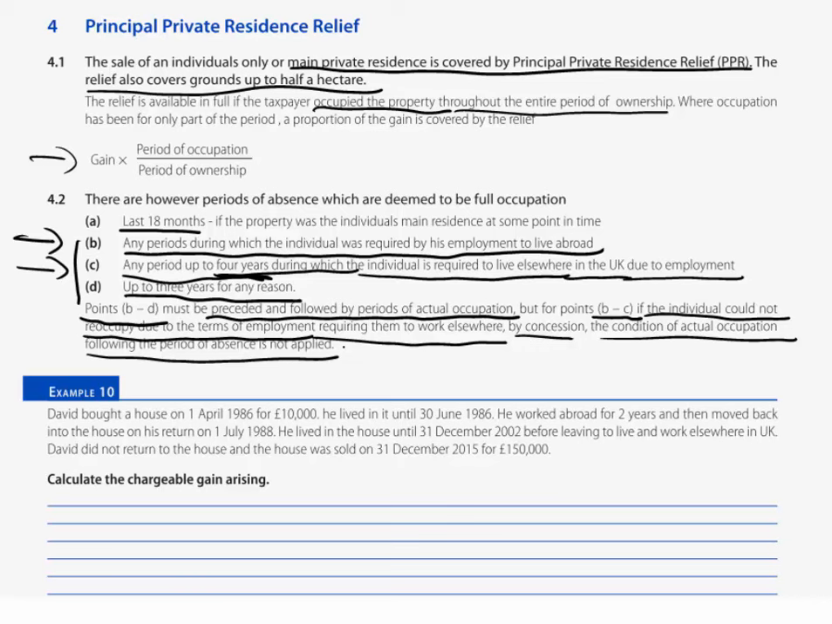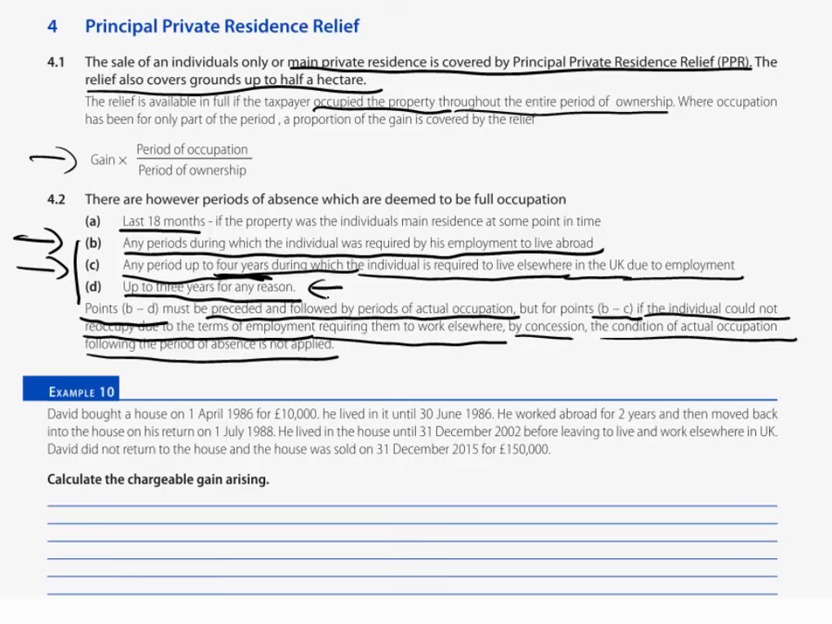If you want the 3 years for any reason to apply, then you must return to the property prior to sale. Now, there is no set period of time for which you must return. There's nothing which says how long that is, but it will be clear within any exam question whether prior to sale you have or have not returned to the property.